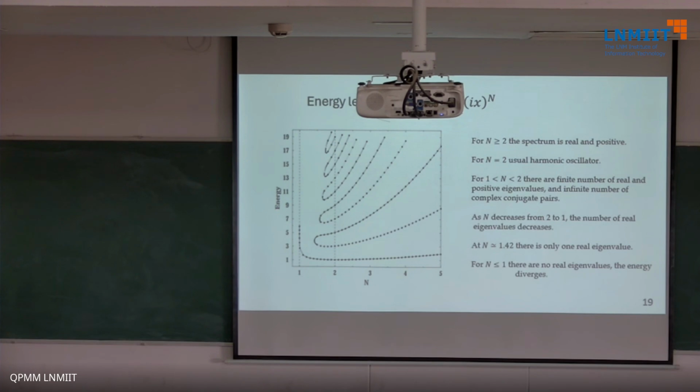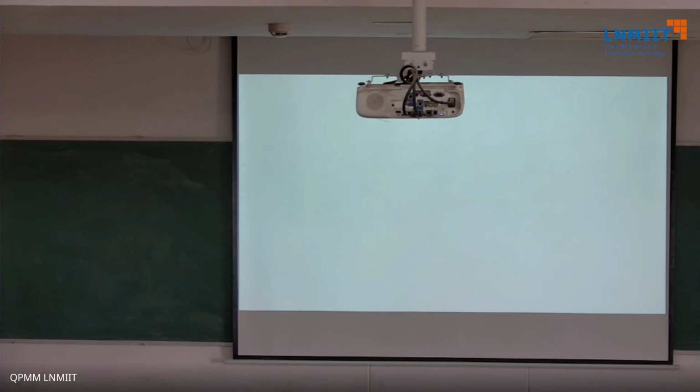For n between 1 and 2, there is a finite number of real and positive eigenvalues and an infinite number of complex conjugate pairs. At n equal to 1.42 exactly in this model, you have exactly one real eigenvalue. For n less than 1, there are no real eigenvalues and the energy diverges. So that's a nice PT symmetric Hamiltonian.